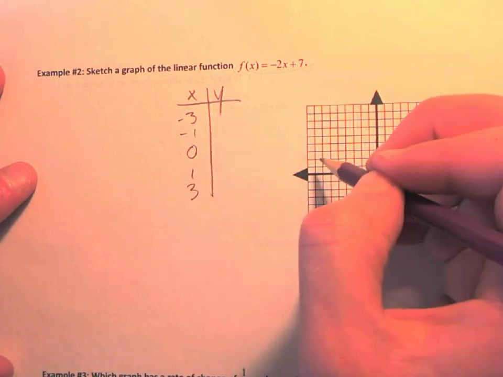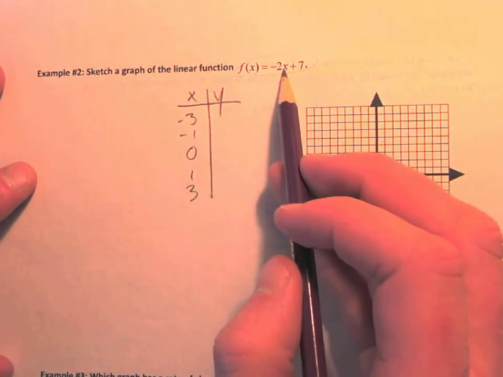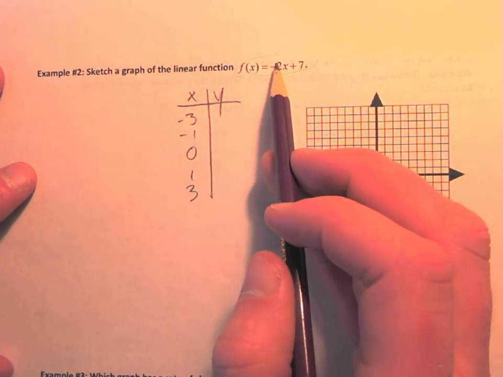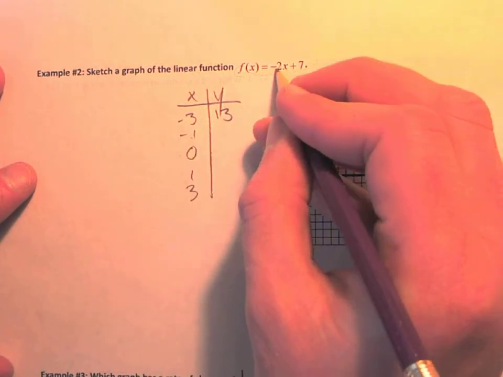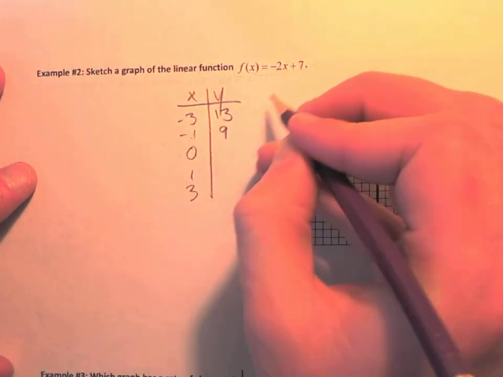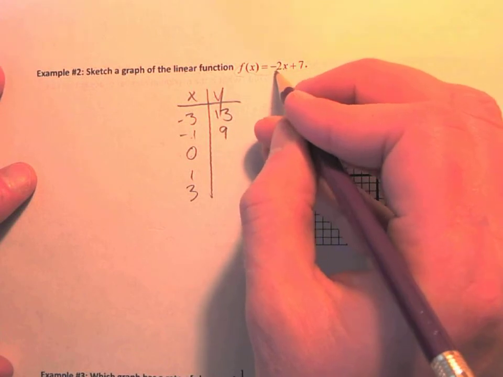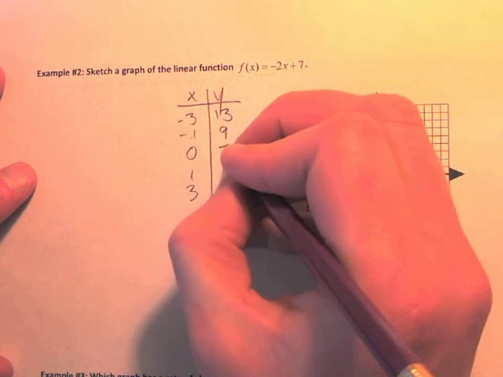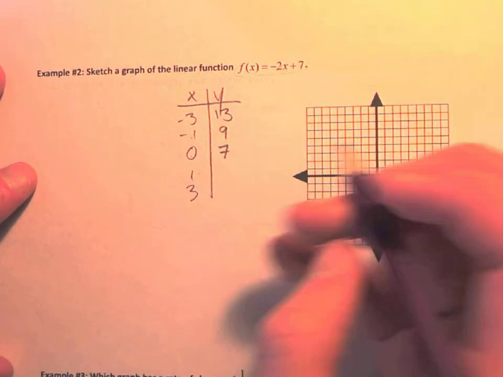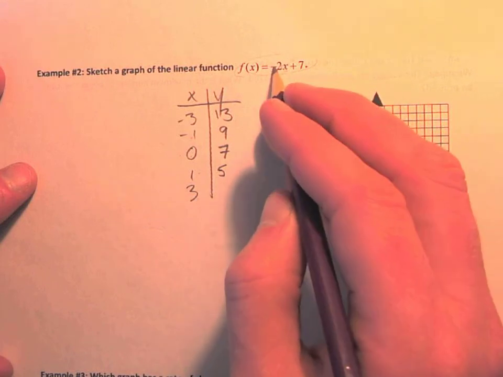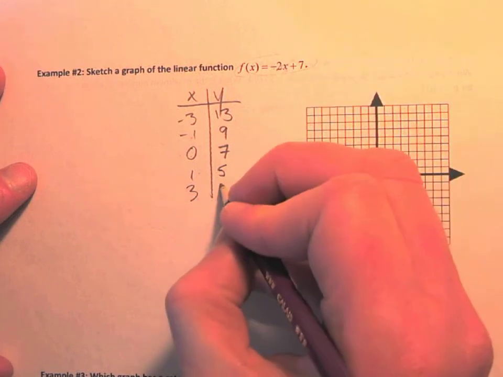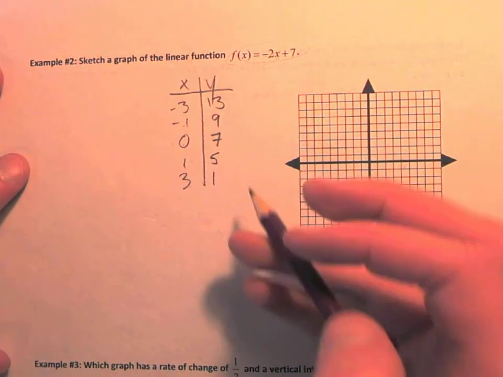I'm going to see what the y value is. So plug -3 in for there. -3 times -2 is +6, plus 7 is 13. -1 times -2 is +2, plus 7 is 9. 0 times anything is 0, plus 7 is 7. And then 1 times -2 is -2, plus 7 is 5. And 3 times -2 is -6, plus 7 is 1. Okay, so that's our table of values.